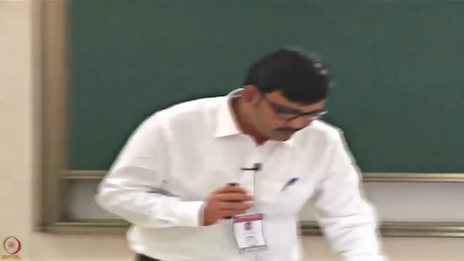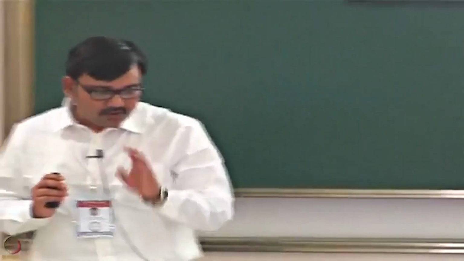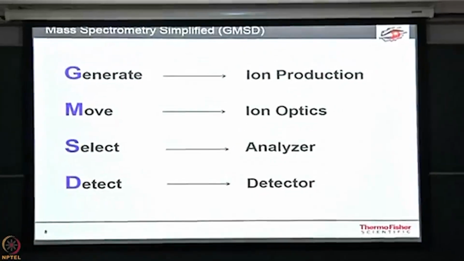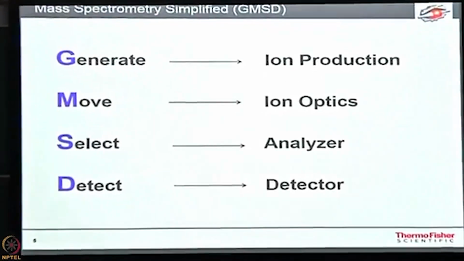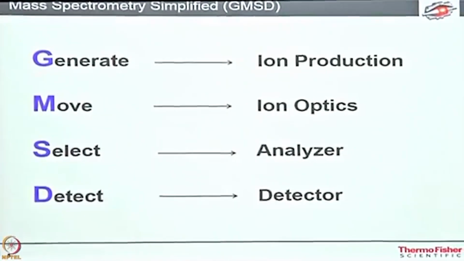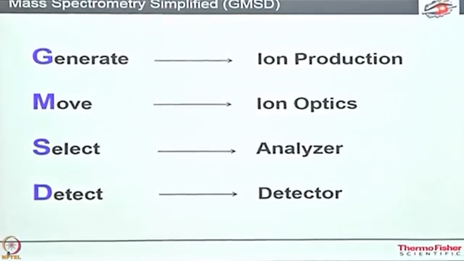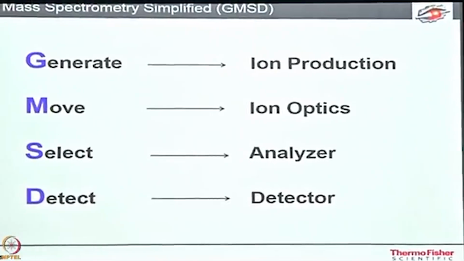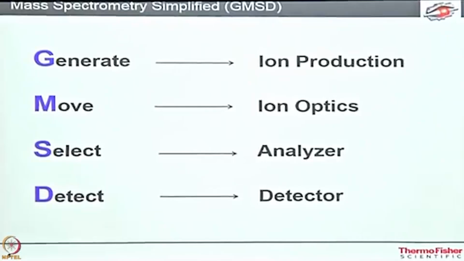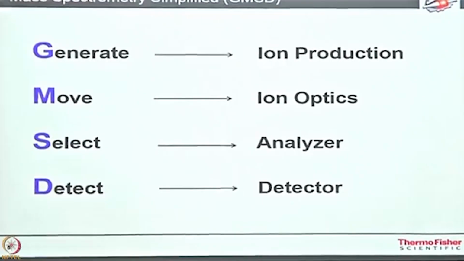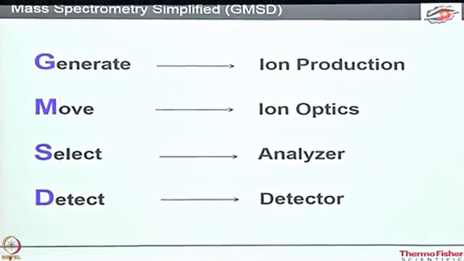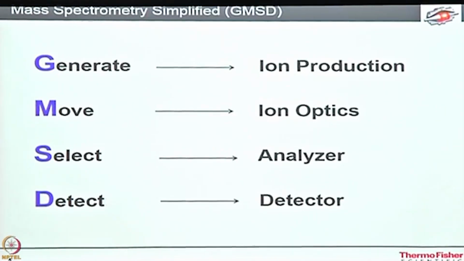Okay, now we can simply explain mass spectrometry in four letters: GMSD. First is Generate, so you have to ionize the molecule. Once any molecule is ionized, it can be detected by mass spec. That is a simple way to identify it, so it has to be ionized properly.